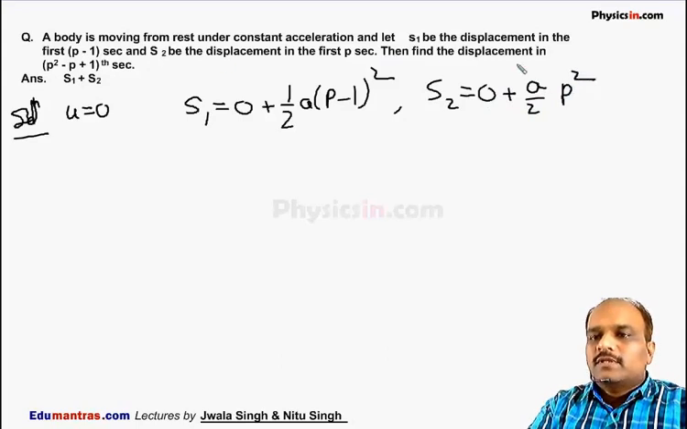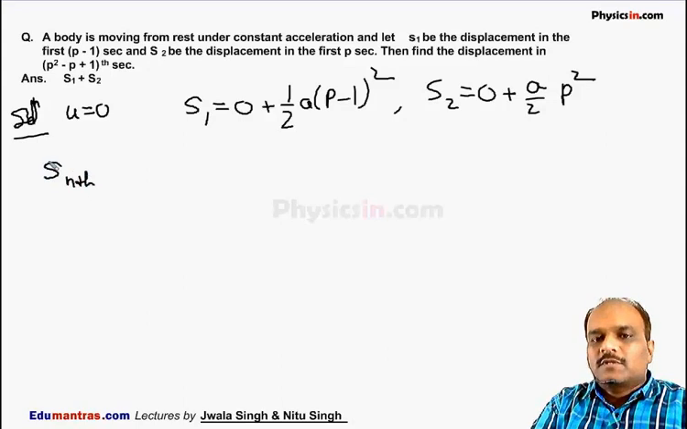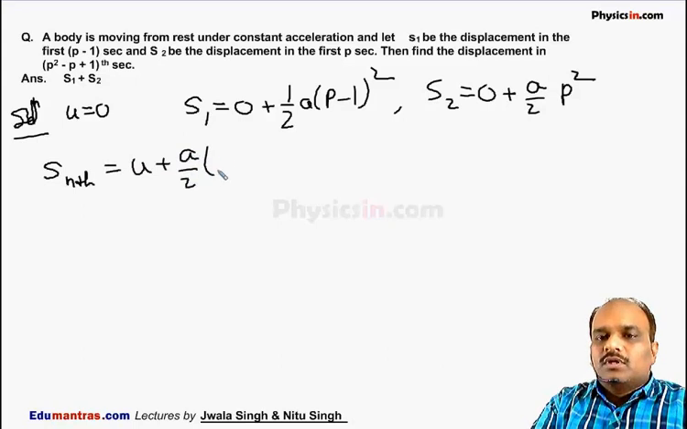Then we have to find the displacement in the p square minus p plus 1th second. So we know the displacement in the nth second is u plus a by 2 into 2n minus 1.